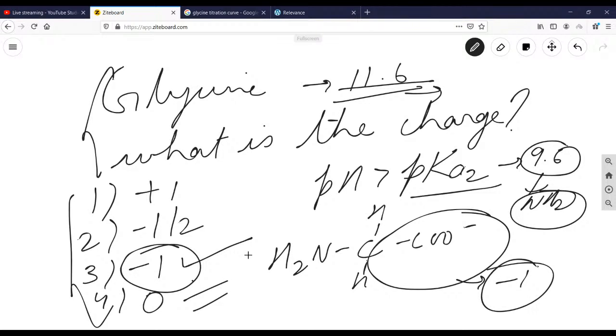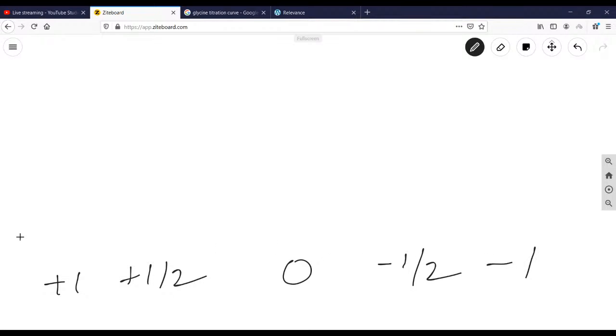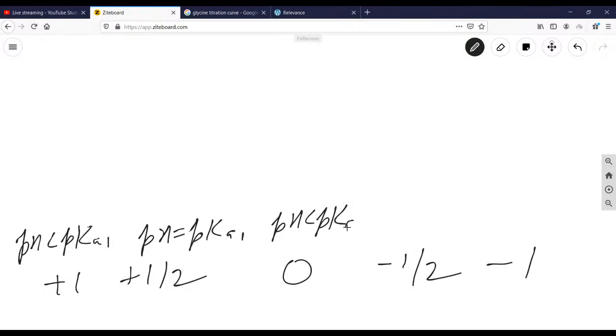If you want to mug it up, then I told you the mugging up also. Mugging up is this one that I just told you, the pKa and pH graph that I made, or simply I wrote like this: +1, then +half, then 0, then -half, -1. Here I wrote pH less than pKa1, then here pH equal to pKa1. This is again pH less than pKa2. This is pH equal to pKa2. This is pH greater than pKa2 of the amino acid.